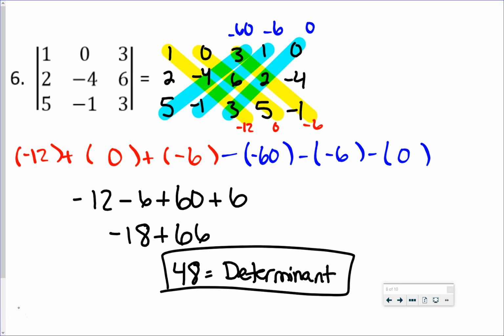All right, check your work with mine. Yes, I did it right. We should get 48 for this one. Remember the red? So red has -12 plus -6. It's the same thing as saying -12 minus 6. And then in the blue area, we have a couple of negatives next to each other. So minus -60 became plus 60. Minus -6 became plus 6.